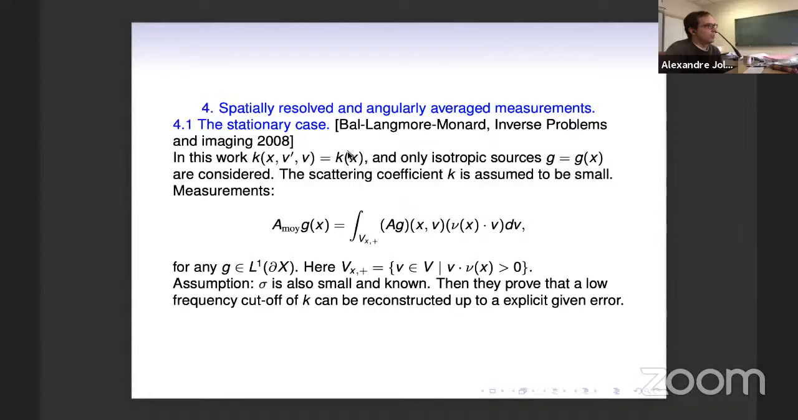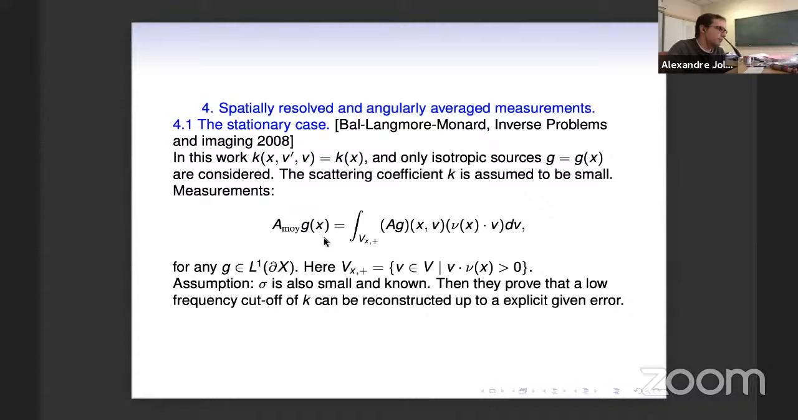So for the stationary case, it means that you have an albedo operator, I put A tilde, of G. So G is the light source, it's now only dependent on X. And the albedo operator takes G and you have this measurement, which is the average measurement of A J, where A was our previous albedo operator. So this is the trace of U, where U is the solution of the transport equation with a boundary condition given by G, with this weight, which is due to the measure we are considering on the boundary of X times V.